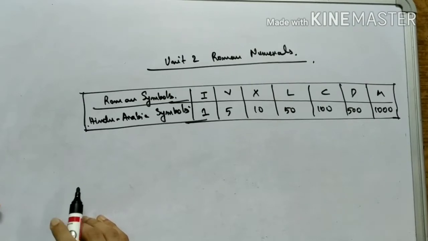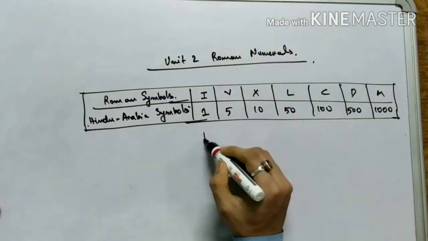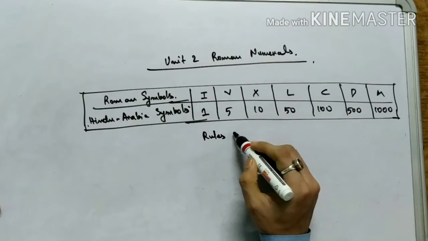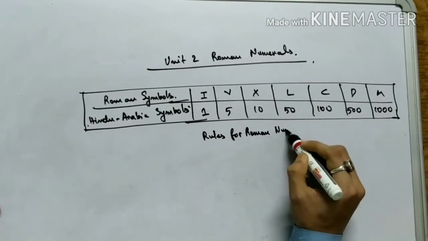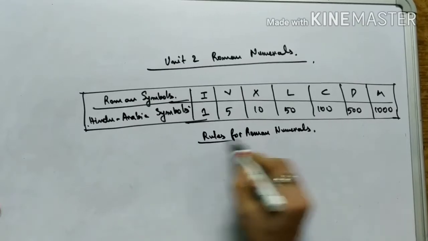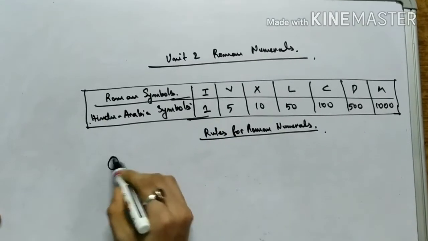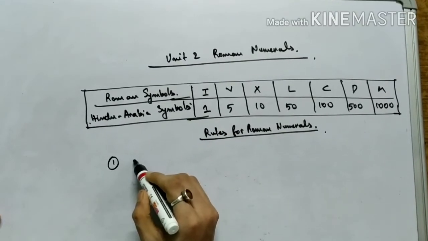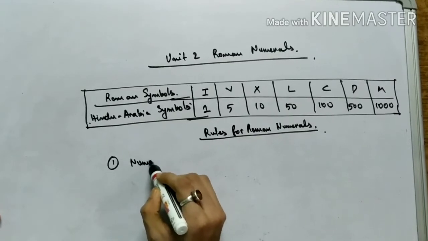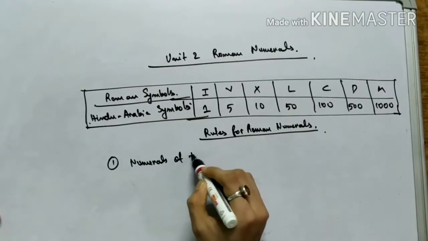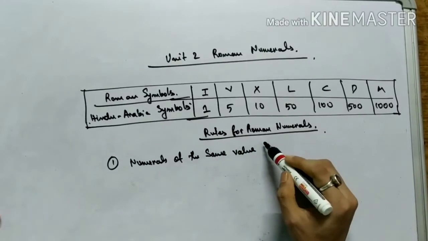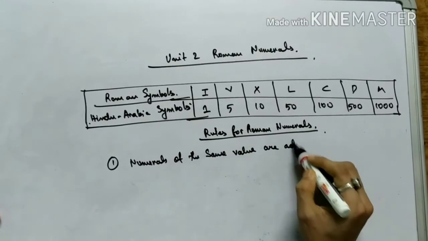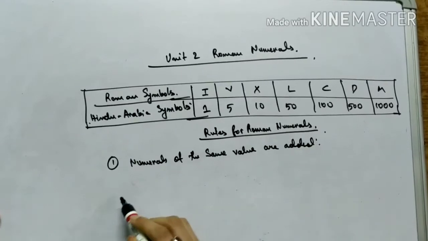Okay, and next you will have to remember the rules for Roman numerals. Rule one: numerals of the same value are added.